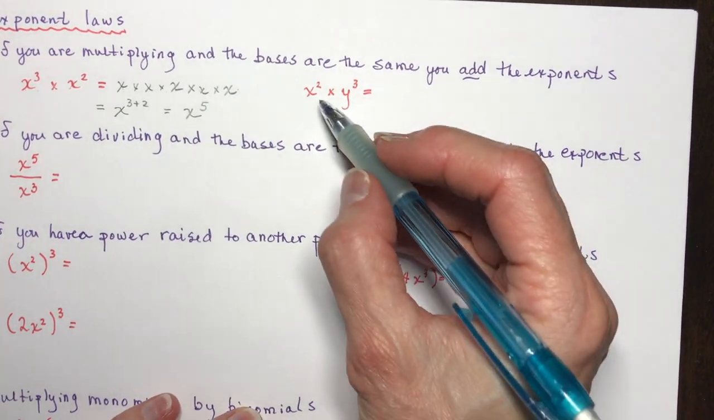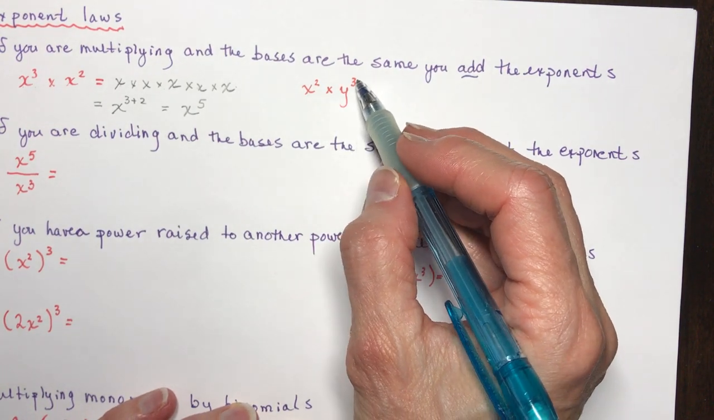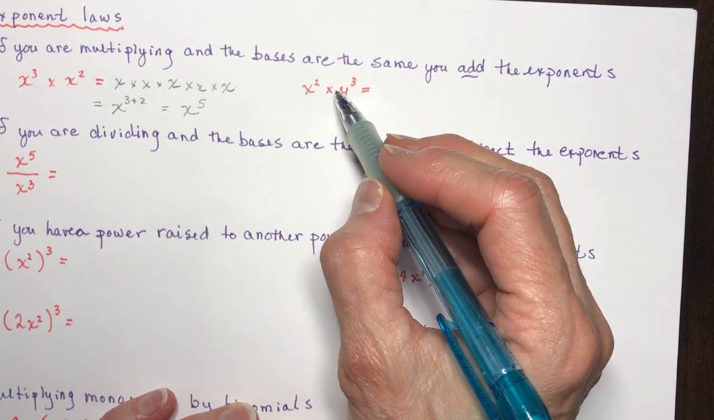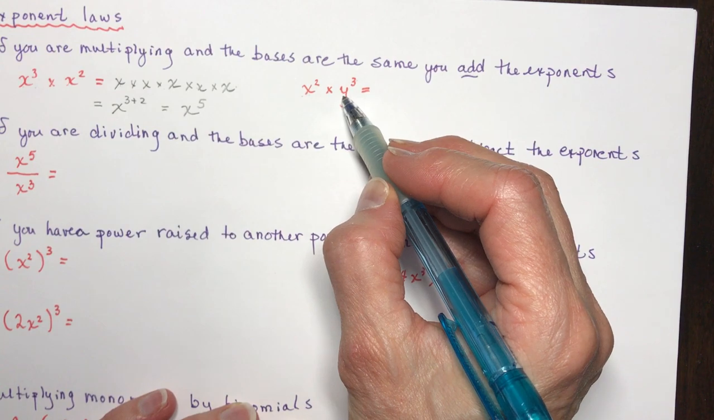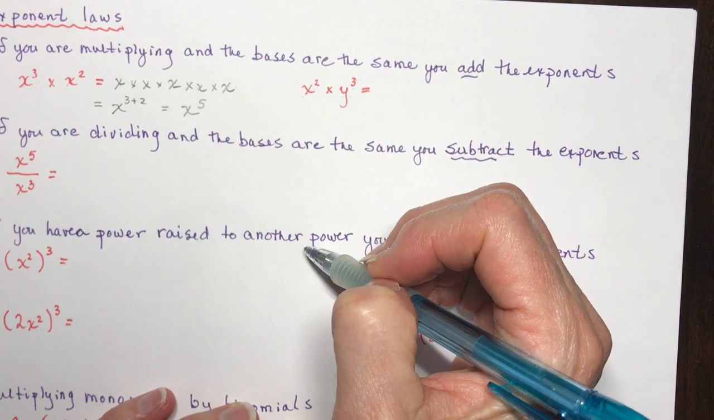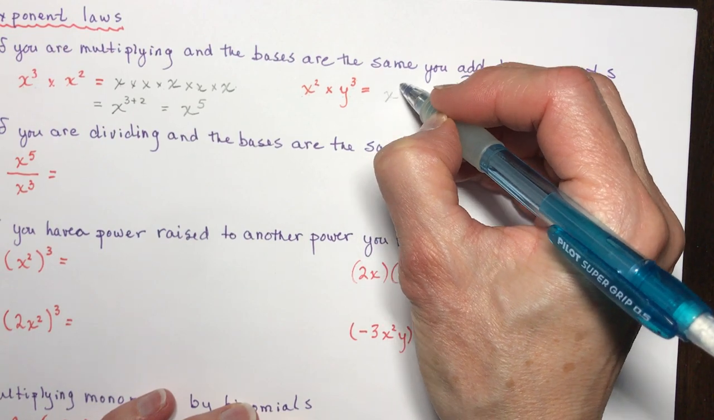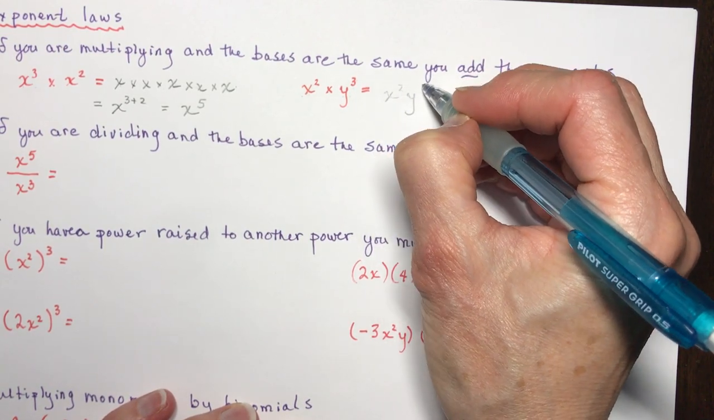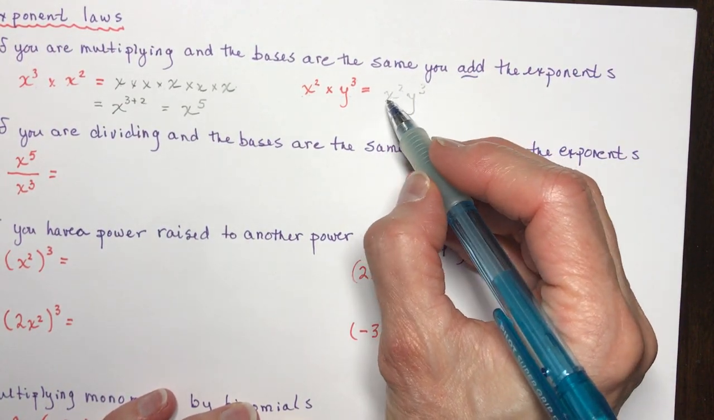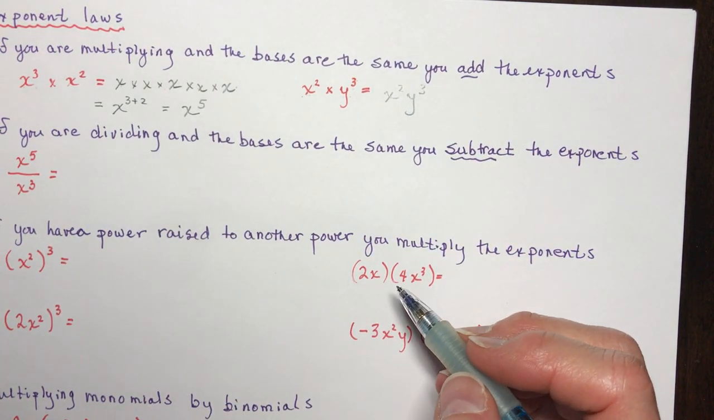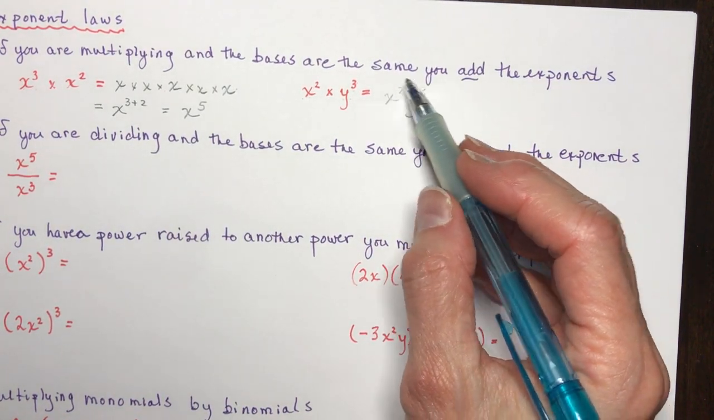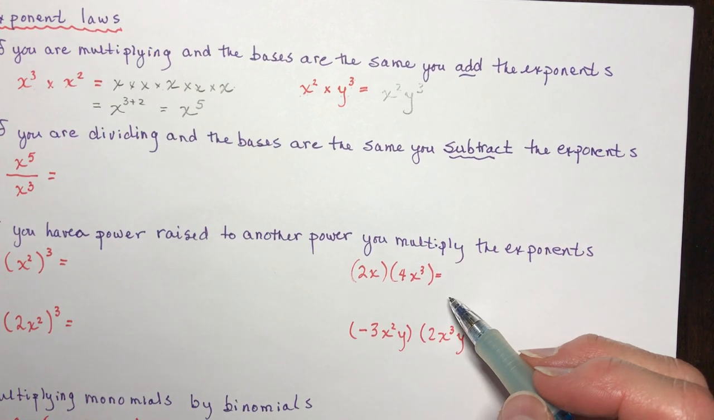Now if you have x squared times y cubed, the bases here are not the same, so I can't add these exponents together. So this just becomes x squared y cubed, and you can write it like this, which is much neater, it's compact, and it turns it into a single term here.